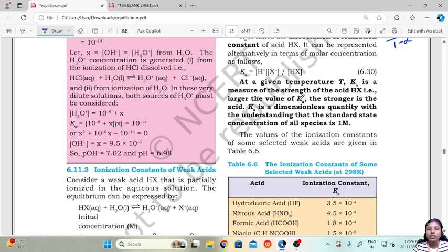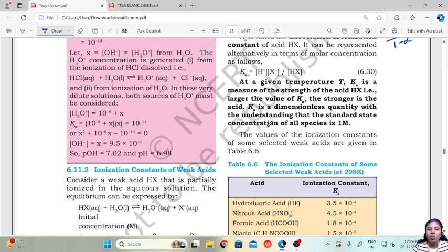That is, the larger the value of Ka, the stronger is the acid. So now we are relating the strength of the acid to the equilibrium constant. So if the value of Ka is larger, then we can say that the acid is stronger. Ka is a dimensionless quantity with the understanding that the standard state concentration of all species is 1 molar. We are saying Ka can be a dimensionless quantity wherein it won't have a unit. In that case, why?